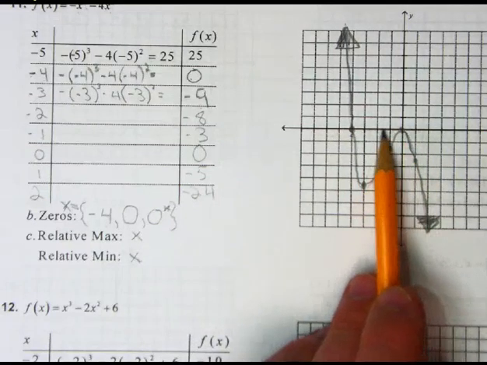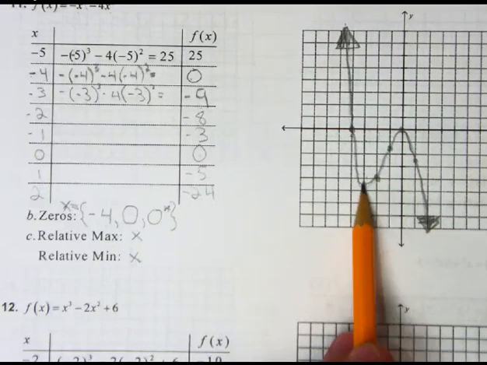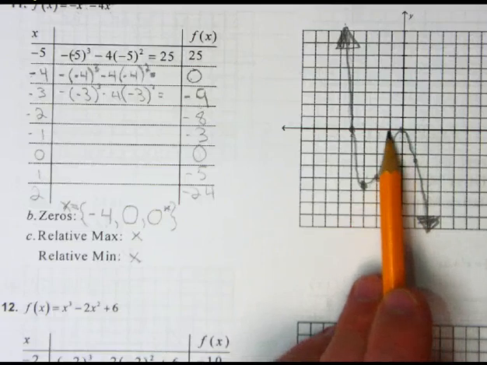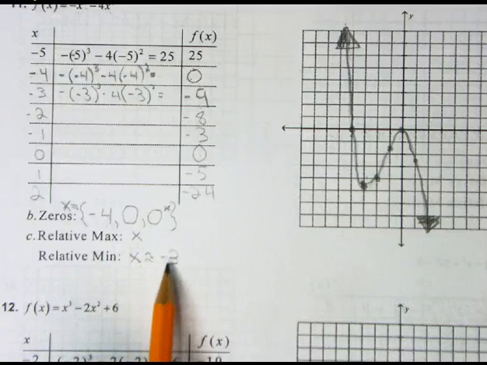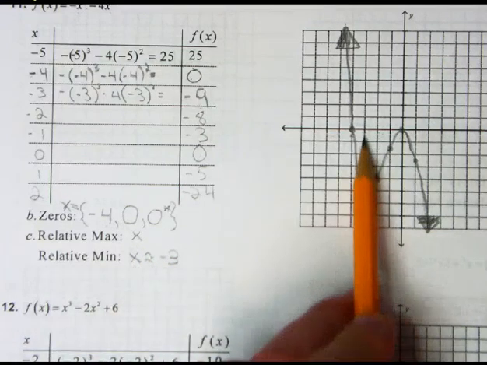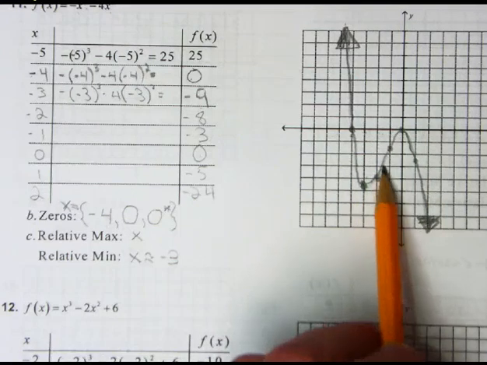We can see right here is a min because it's going down, and it goes back up. So this is called a relative min since it's going down and it goes back up. It's the low point of this turn. So that's a min. And that occurs at approximately -3. So relative min, I'm going to say approximately -3.